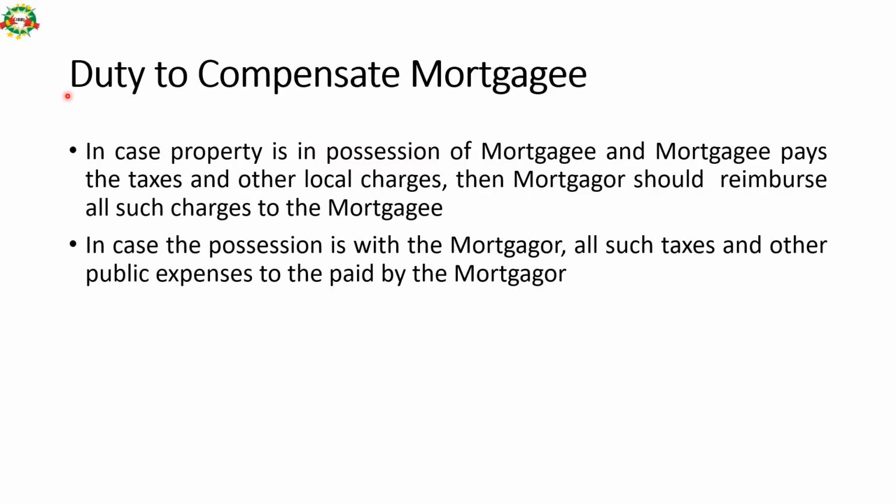Duty to compensate mortgagee. In case the property is in possession of the mortgagee and the mortgagee pays the taxes and other local charges, then the mortgagor should reimburse all the charges. So if possession is given to the mortgagee, the bank, then the bank will pay the property tax, water bill, whatever statutory dues are there, and the mortgagor as an owner, I have to pay those expenses to the mortgagee. In case the possession is with the mortgagor, all such taxes and other public expenses are to be paid by the mortgagor. So if I have taken a housing loan and the house is in my possession as an owner, then I have to pay all taxes and other public expenses pertaining to the property.